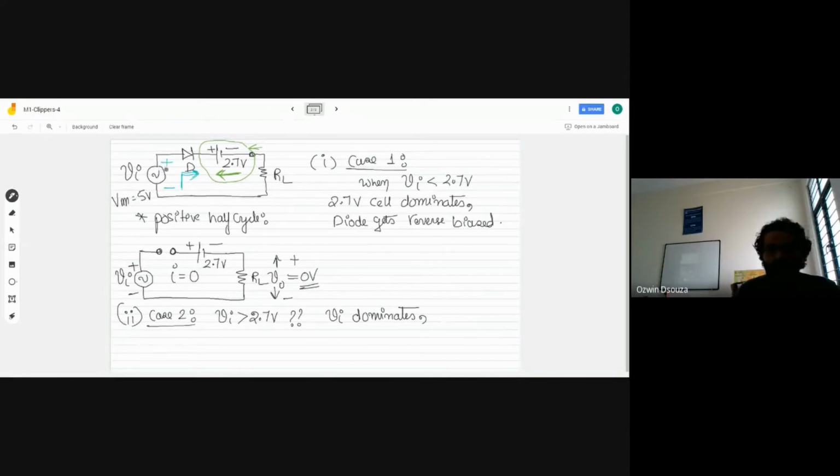When Vi dominates, the input is going to forward bias the diode because Vi has more potential to drive the current in this case number 2. So Vi dominates and I flows and D gets forward biased. All right. So let us draw the equivalent circuit. The diode gets forward biased, hence you can replace the diode symbol with the short circuit equivalent.